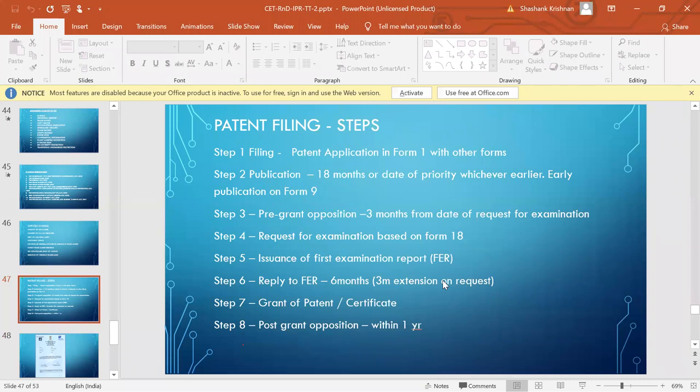Now, a very important thing, you should know what the steps in patent filing are. Once you have this idea and you make the technical document, you can file this in an application form called form number 1, along with certain other forms like 2, 5, etc. as the original filing. Once you file this, you have to request for publication. That means it will come on the website of the registry, and that becomes open to anybody to read.